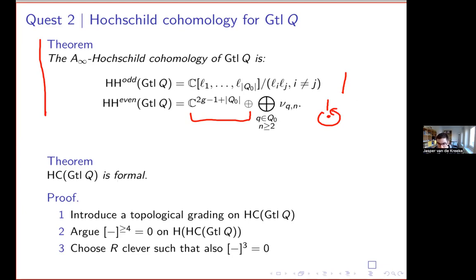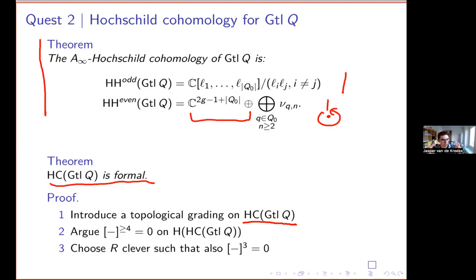But what is maybe interesting is that this thing is formal. How you prove that is we introduced a topological grading on GTLQ, which comes from the structure of the surface. So you use the topology of the surface to study GTLQ, and it passes down to the Hochschild DGLA.